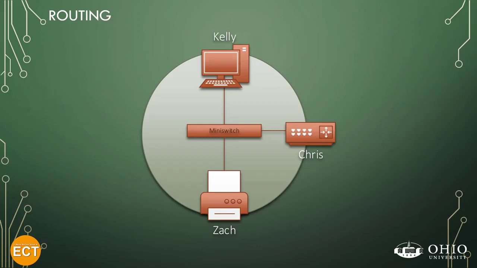Chris is also involved in this, and we'll talk about Chris in our second situation, but suffice to say, this is a local LAN environment. Kelly can use the globally unique address to talk to Zach to send the print job, but in this case, we're all on the same LAN. There are probably local LAN protocols that we could use, but our globally unique IP addresses will work just fine as well.